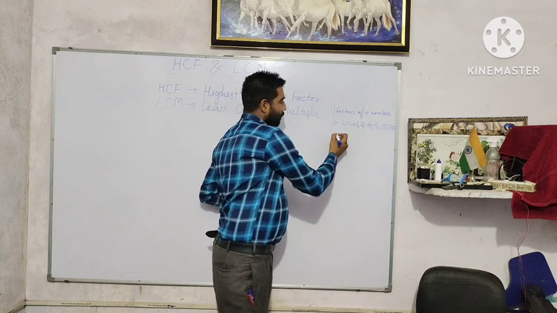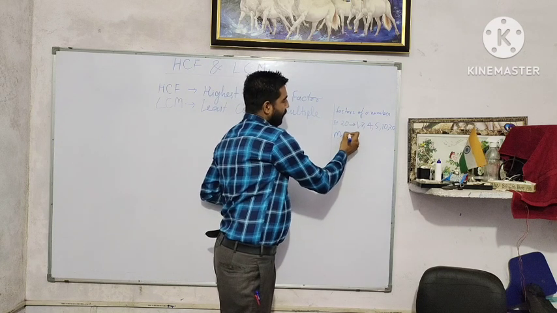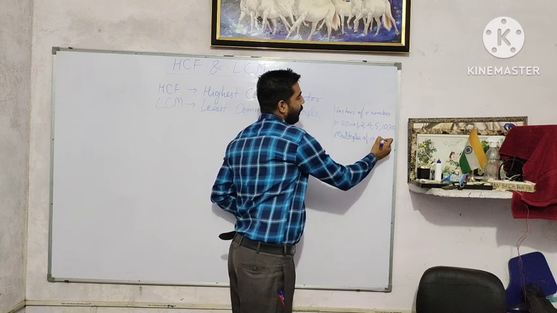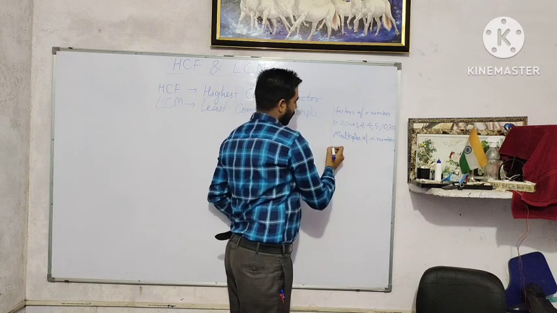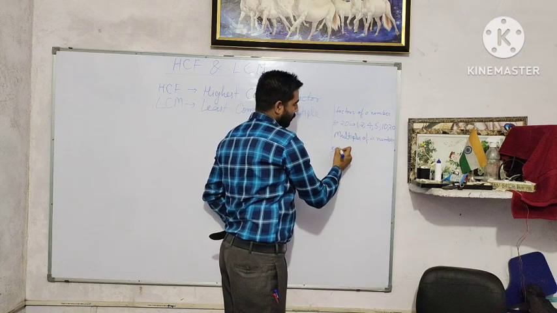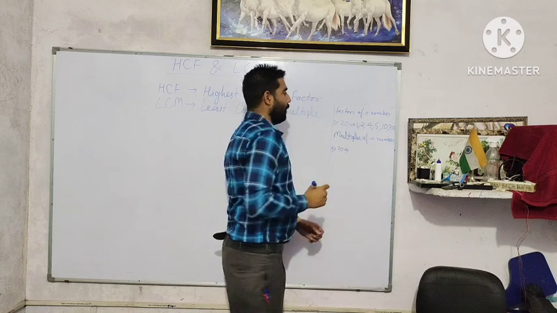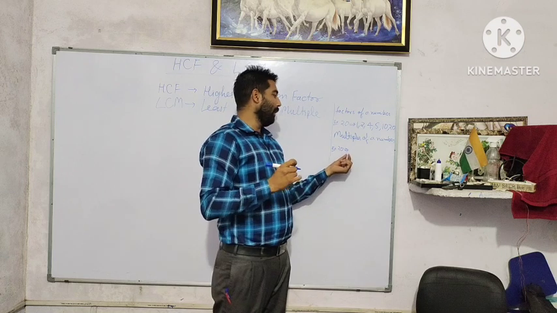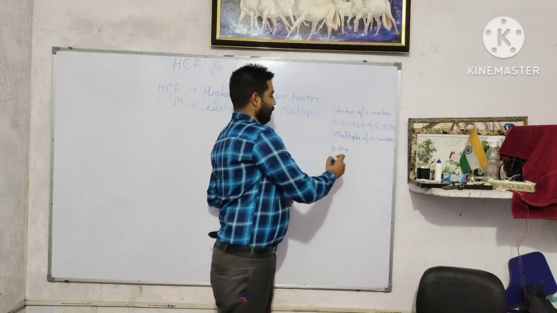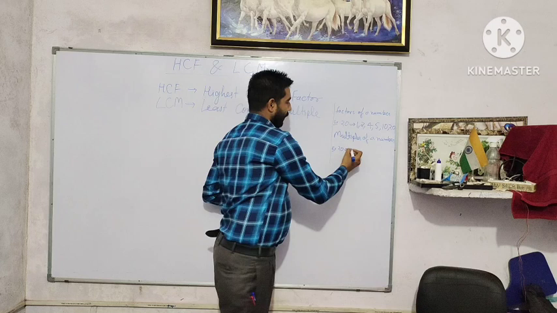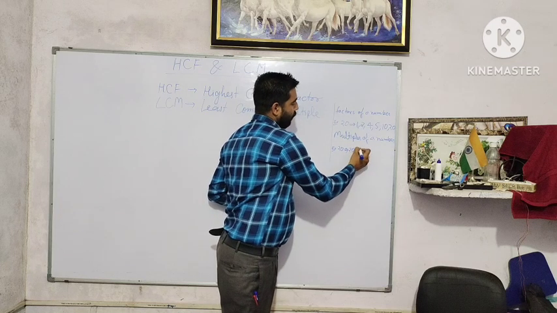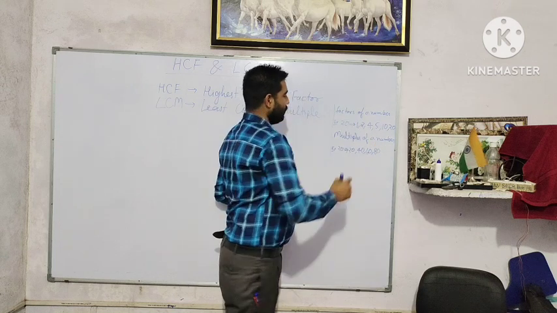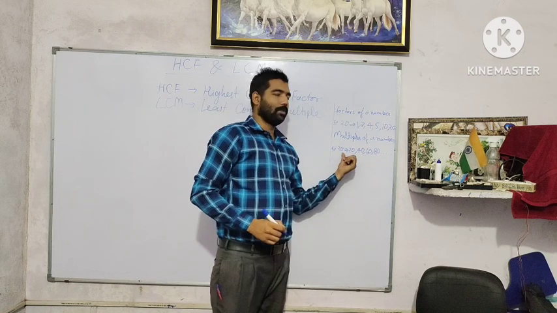In the same way, let us see multiples of a number. Let's take the same example, 20. Now the multiples are the numbers which are exactly divisible by 20. We can write the table of 20 here, like 2 ones are 20, 2 twos are 40, then 60, then 80 and so on. So all these are the multiples of 20.